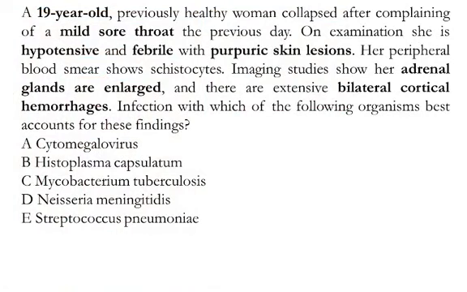Okay. A 19-year-old previously healthy woman collapsed after complaining of a mild sore throat the previous day. On examination, she is hypertensive and febrile with purpuric skin lesions. Her peripheral blood smear shows schistocytes. Imaging studies show her adrenal glands are enlarged, and there are extensive bilateral cortical hemorrhages. Infection with which organism best accounts for these findings?